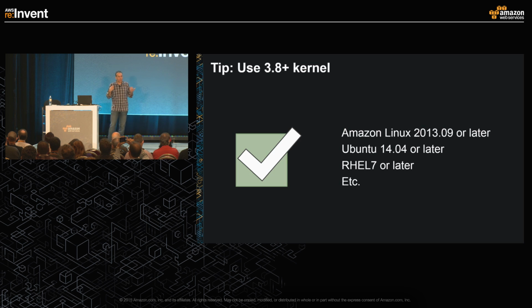So a tip: ensure you're using a kernel version that's 3.8 or greater. Fortunately, every version of Amazon Linux since 2013.09 has these features enabled. Ubuntu 14.04, RHEL 7, and that also carries over to CentOS 7, also have these features enabled. Now, you don't have to be using one of these AMIs or distributions. As long as you've got the 3.8 kernel or better running in your instance, you'll get the benefits of this.